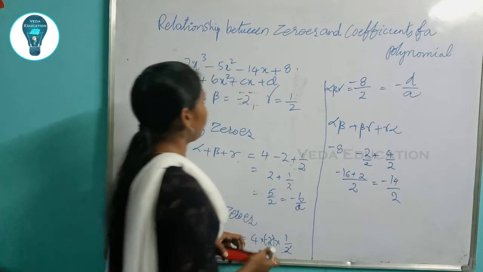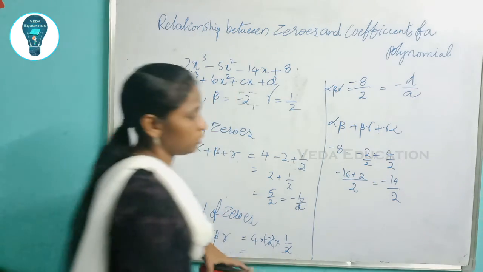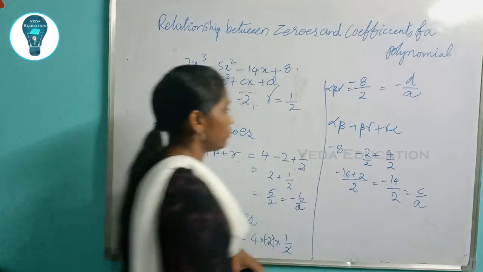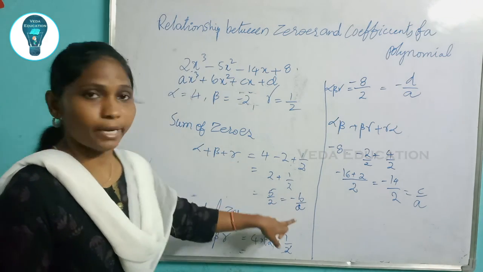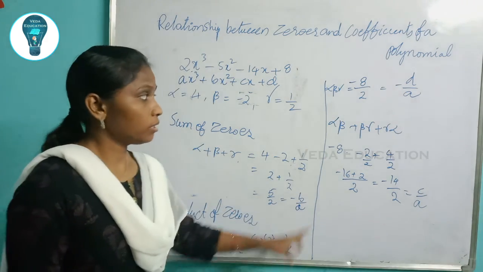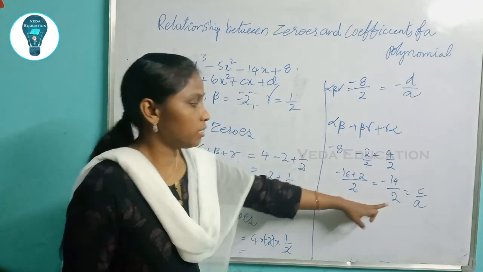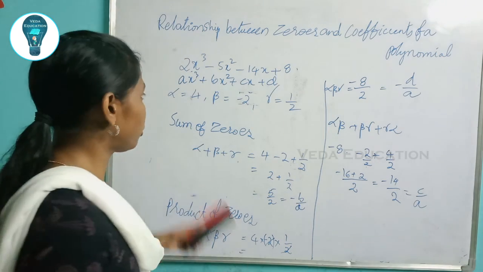Next, here minus 14. Minus 14 we already have, so minus of minus, you will get plus c by a. Got it? So this is the relation. Alpha plus beta plus gamma is minus b by a. Alpha beta gamma is minus d by a. Alpha beta plus beta gamma plus gamma alpha is c by a. These are the relationships between zeros and coefficients for a cubic polynomial.